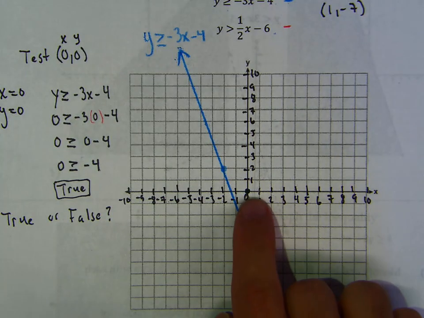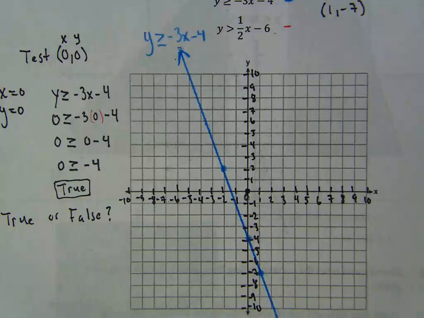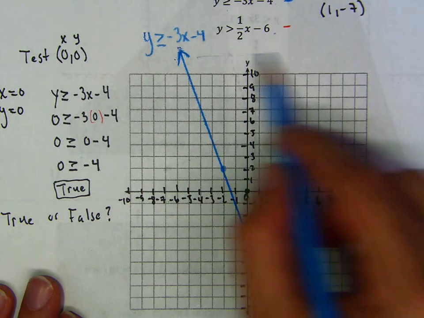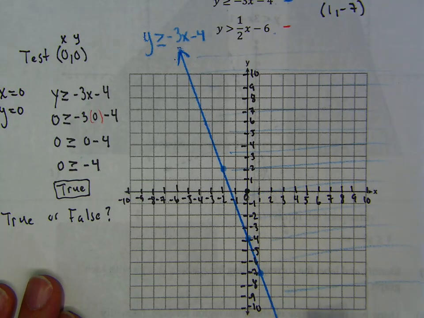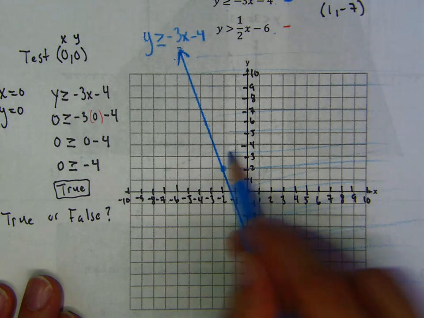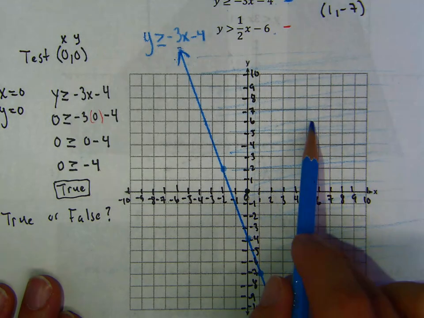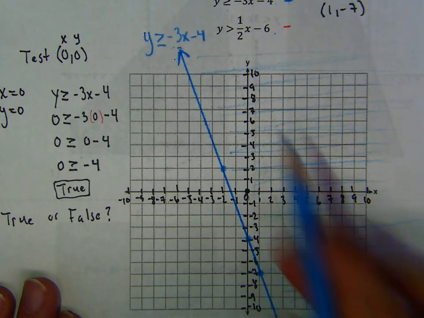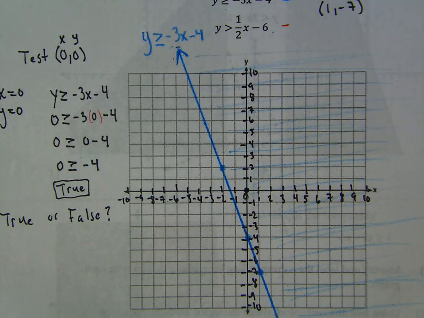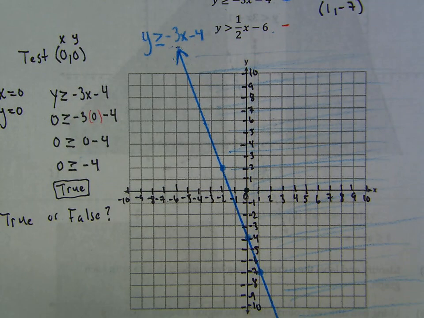So if it's true for this point and it's on this side, then what am I going to do? I'm going to shade this region. Right? I'm going to shade this region. So this region represents all the points that are true if I were to plug it into that inequality for y is greater than or equal to negative 3x minus 4. Let's go. Very nice, very nice.